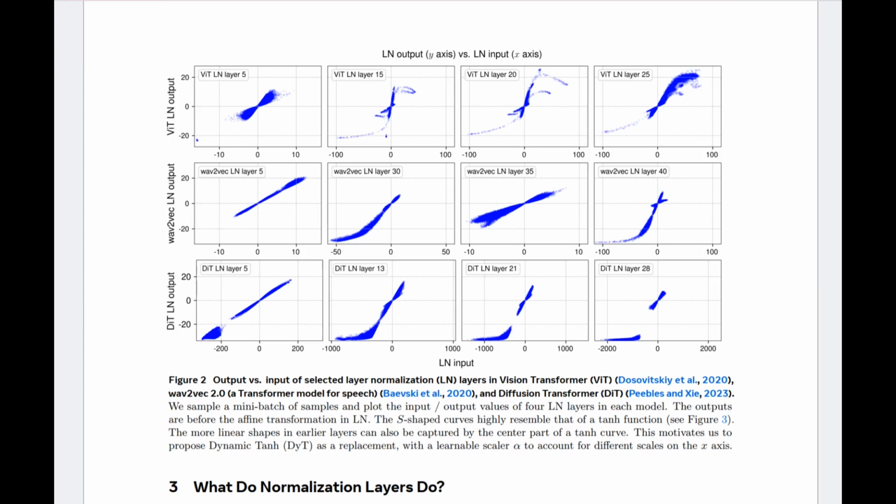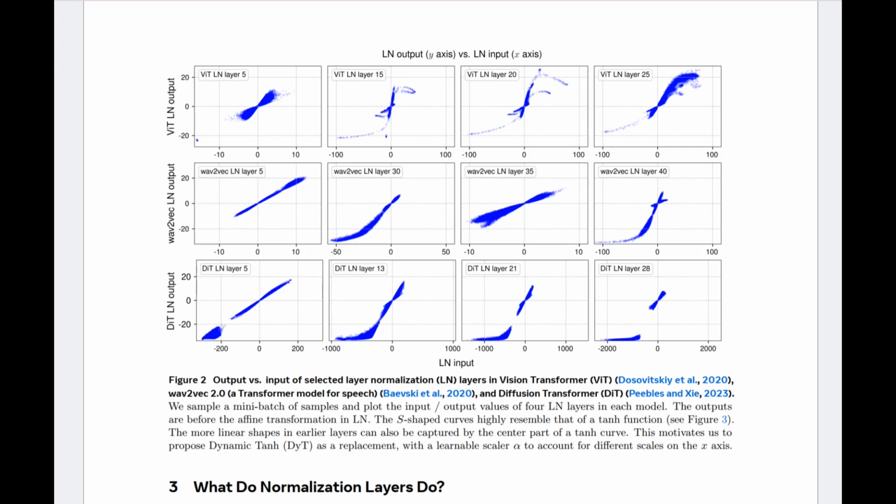The authors first observed the relation between the input and output of normalization across 3 different neural networks. First is the vision transformer, and the different plots correspond to different layers, like layer 5, 15, 20, and 25. The middle one is wav2vec. It's a sound-related model, and the bottom one is a diffusion transformer. These are all observed from low to high layers, and they discovered an interesting phenomenon. The input-output relation in lower layers is closer to linear, and the plot up here might not look like it, but it's actually because it's a superposition of multiple linear relations. Each layer has multiple channels, so the input-output relations of those channels are overlaid.